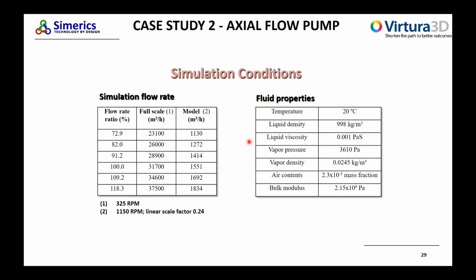For the simulation conditions, I list the conditions that were run here. The speed is listed here because this is a scale down model, so it's run at 325 RPM, and the flow rate ratios used for the simulation are also listed here. The properties of the fluid are pretty much like coolant, and you have the density, viscosity, and also the vapor pressures, as well as the air content that we are using in the model.